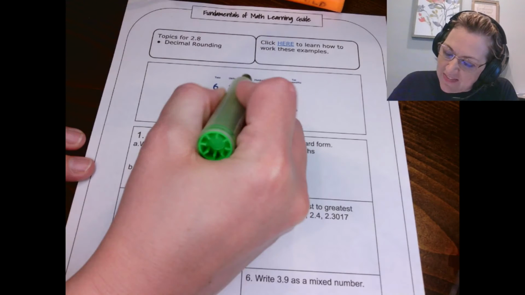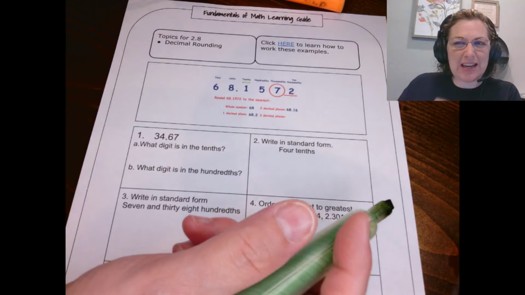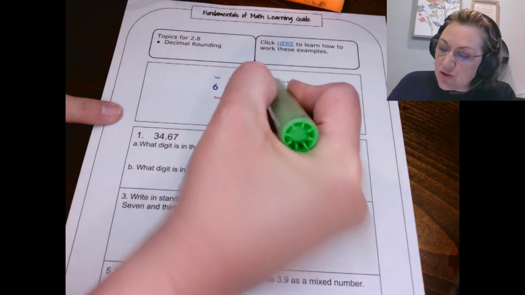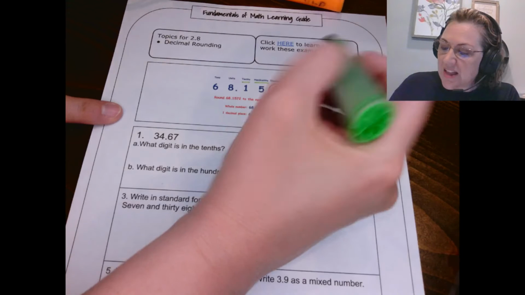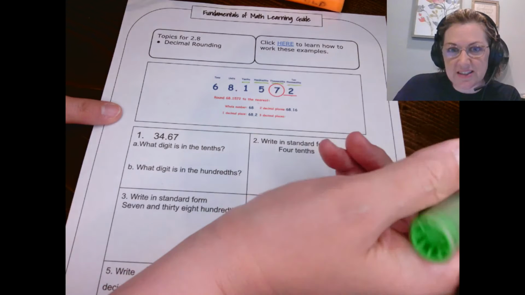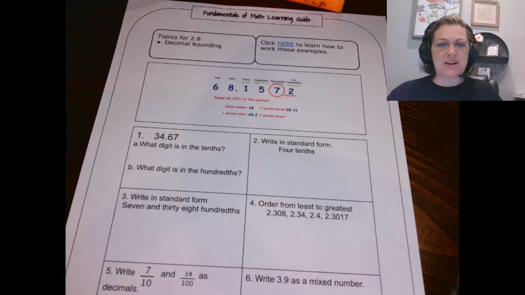I've got tenths, and I say that so you can hear that TH at the end. Tenths. I've got hundredths, thousandths, ten-thousandths. We want to have those place values.